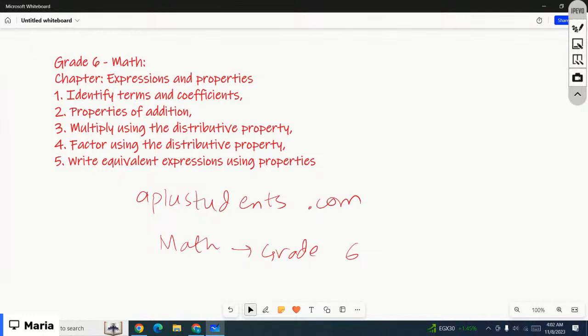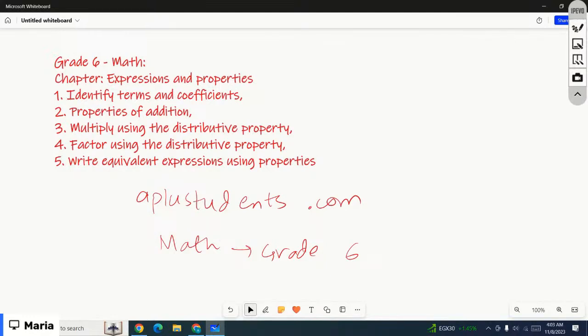We're going to start with the chapter expressions and properties, and the lessons we are going to cover from the chapter are identify terms and coefficients, properties of addition, multiply using distributive property, factor using the distributive property, and write equivalent expressions using properties. So let's just start with the chapter expressions and properties.